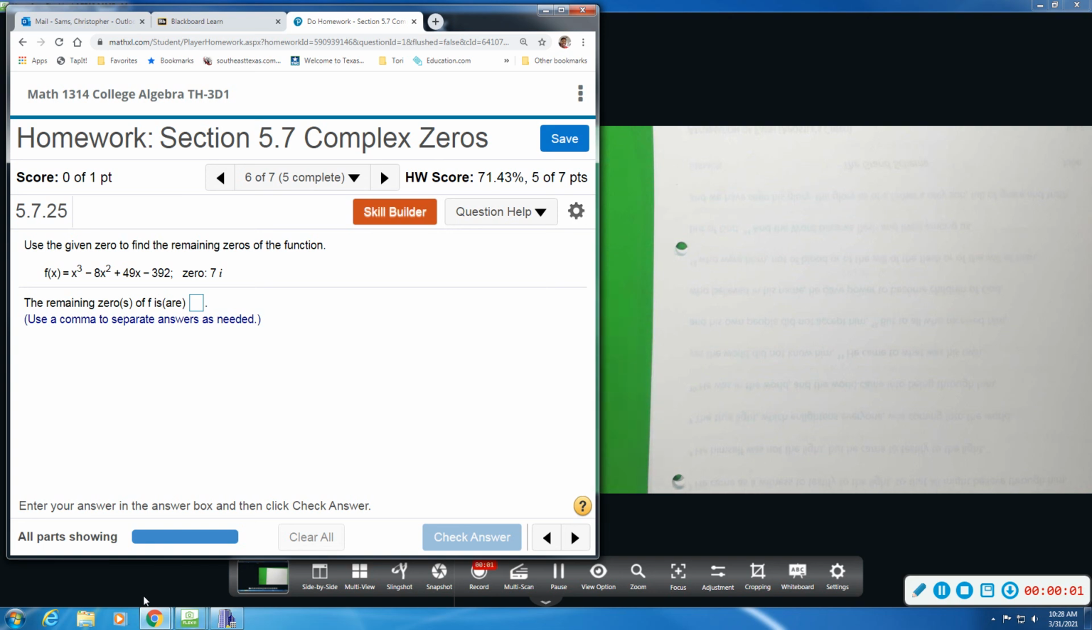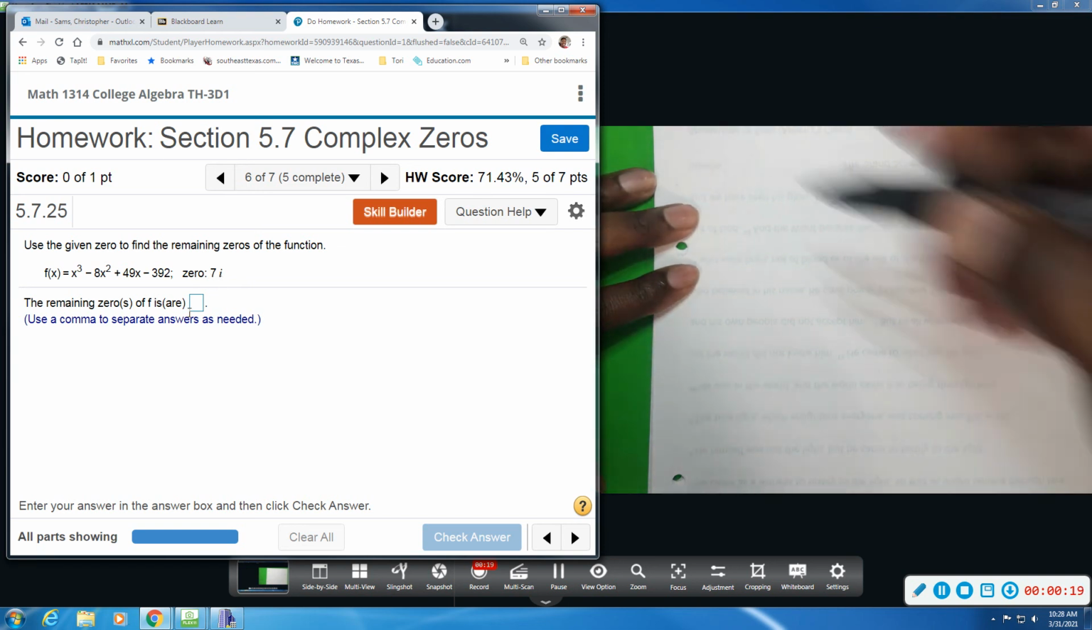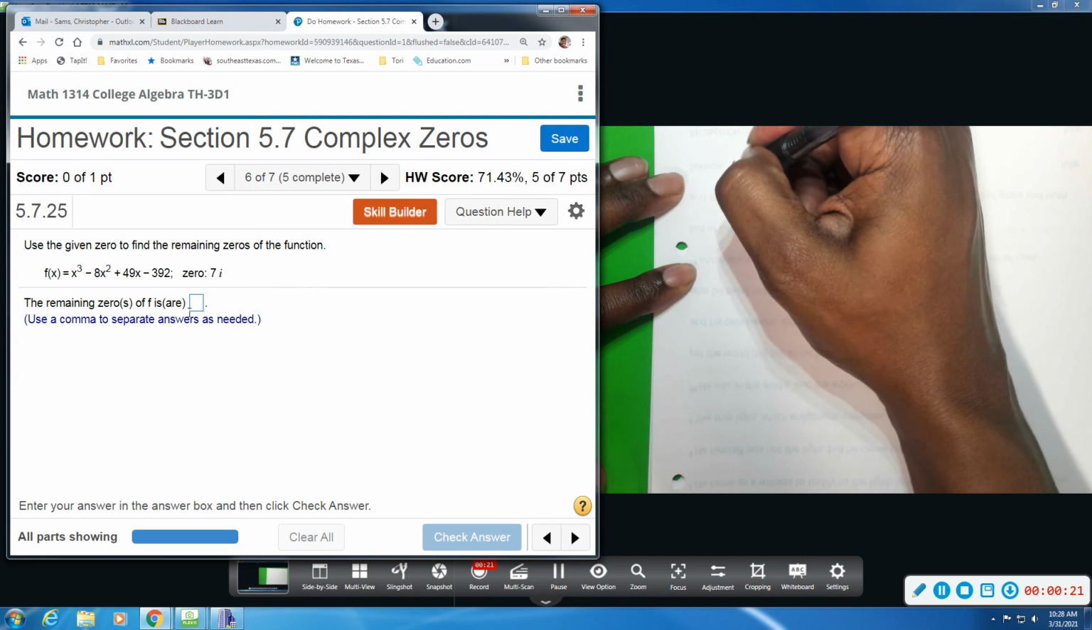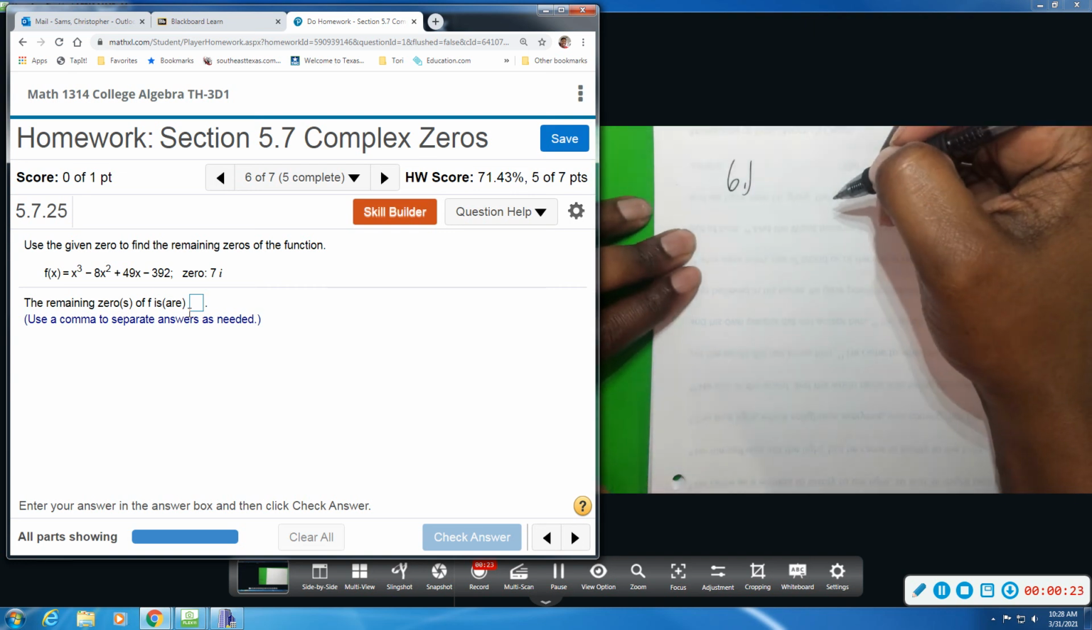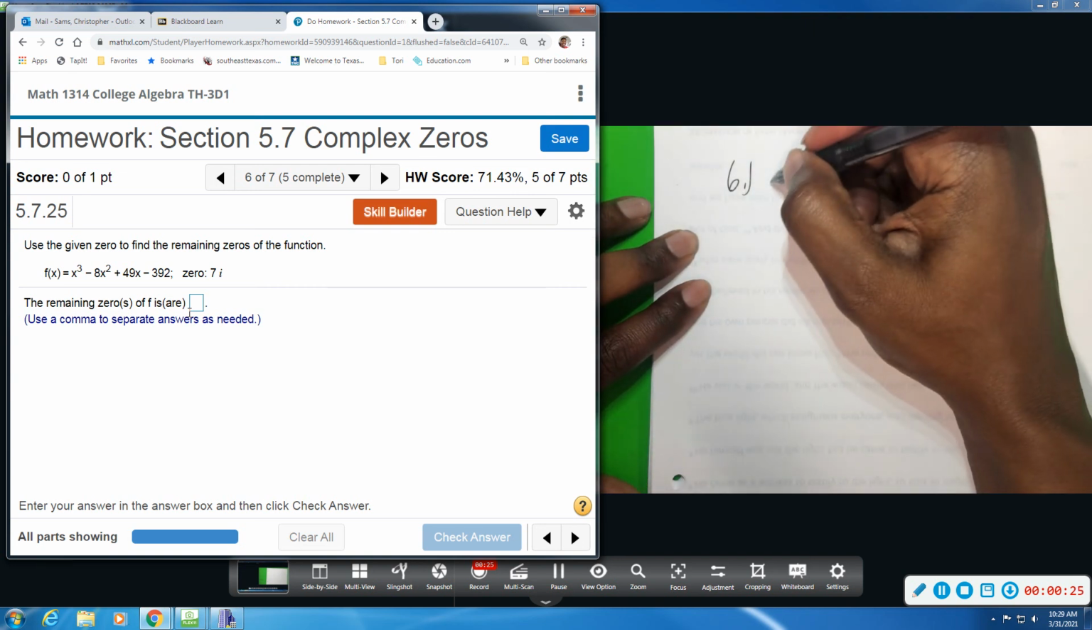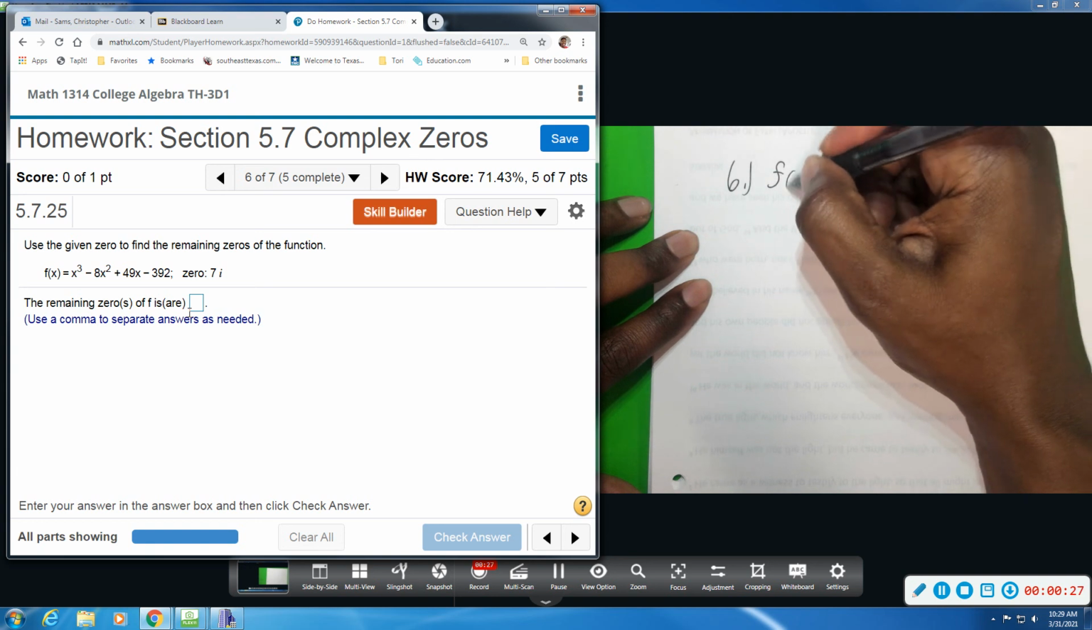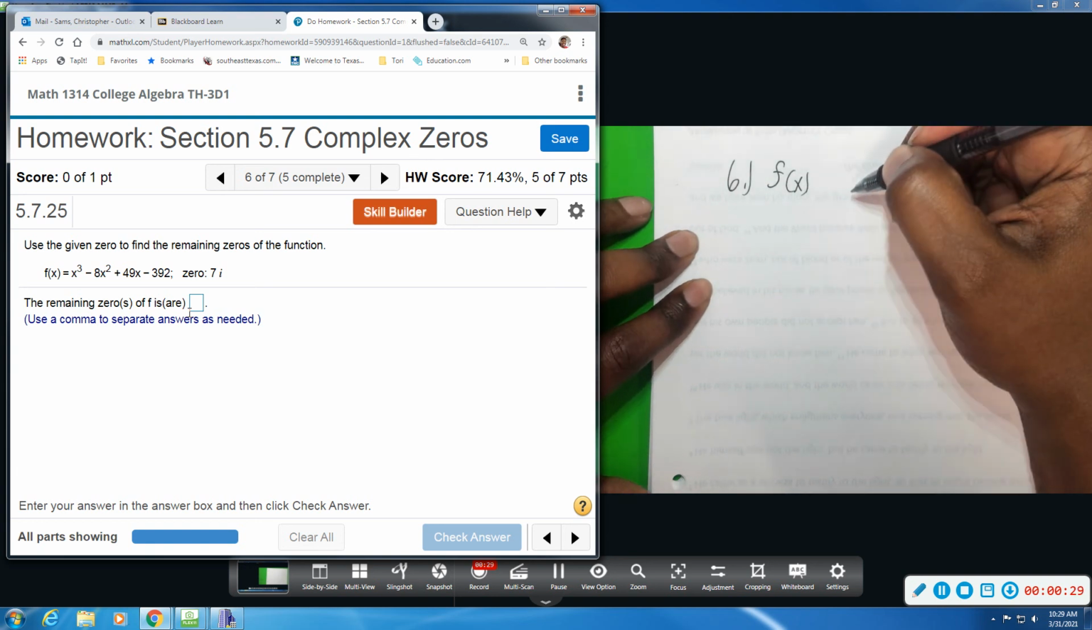Okay, number 6, we want to use the given 0 to find the remaining zeros of the polynomial function. And what they give us is x is equal to 7i. So remember, when they tell us zeros, that is basically a linear factor of the polynomial. So we're going to use that idea to find the other term.